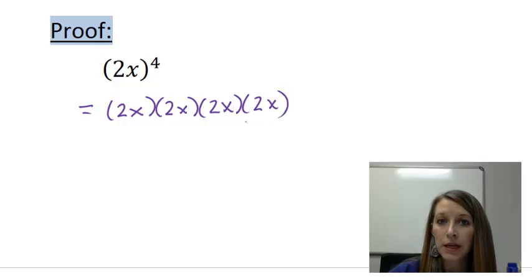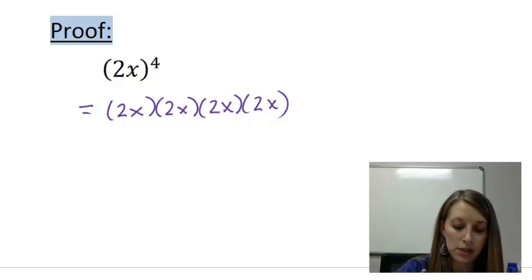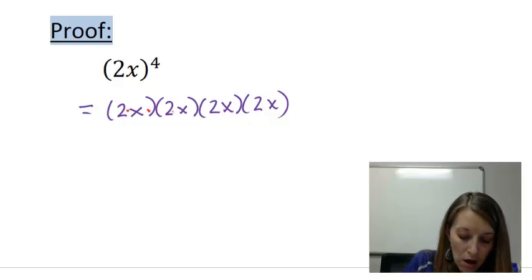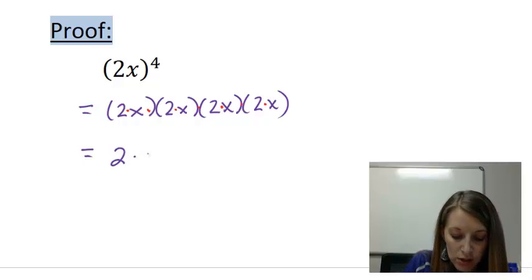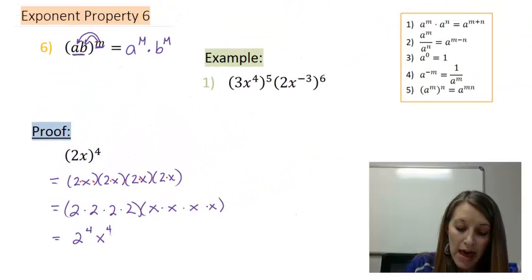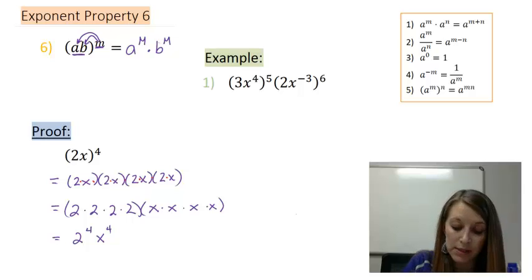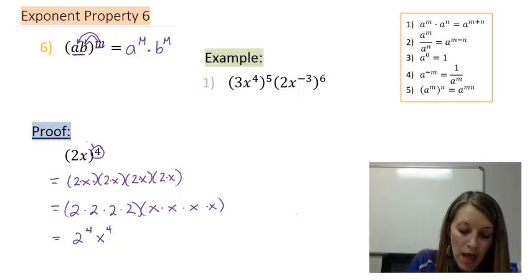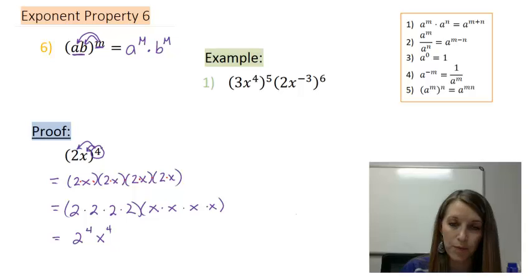But I know that multiplication is commutative and associative, so this is all multiplication all the way across. So I can just rearrange this. I can take all of my 2's and put them together, and I can take all of my x's and put them together. So if I write that out, that gives me 2 to the 4th times x to the 4th. And so that has just proved property number 6, where I can take this exponent and distribute it through.